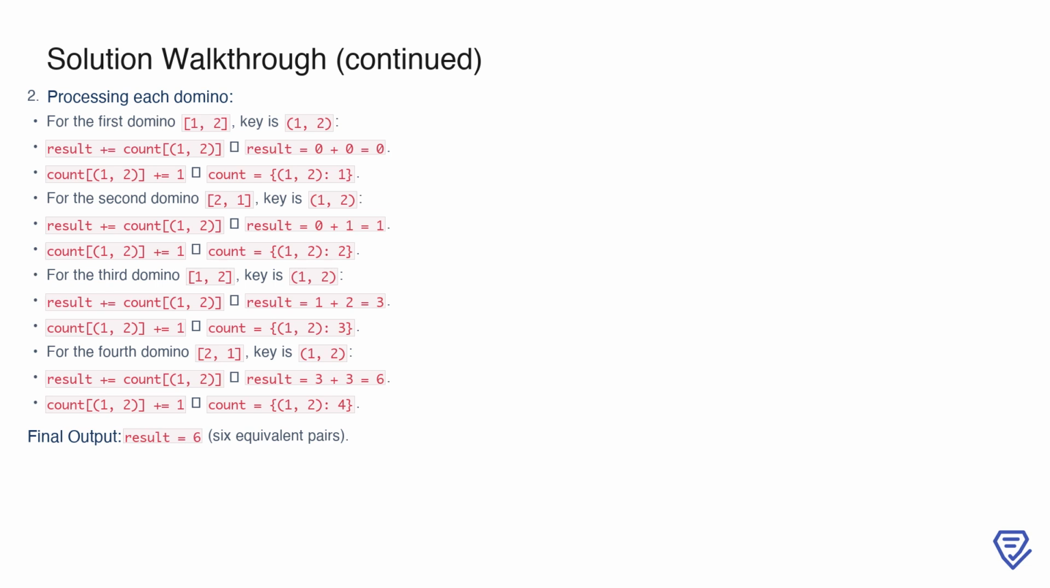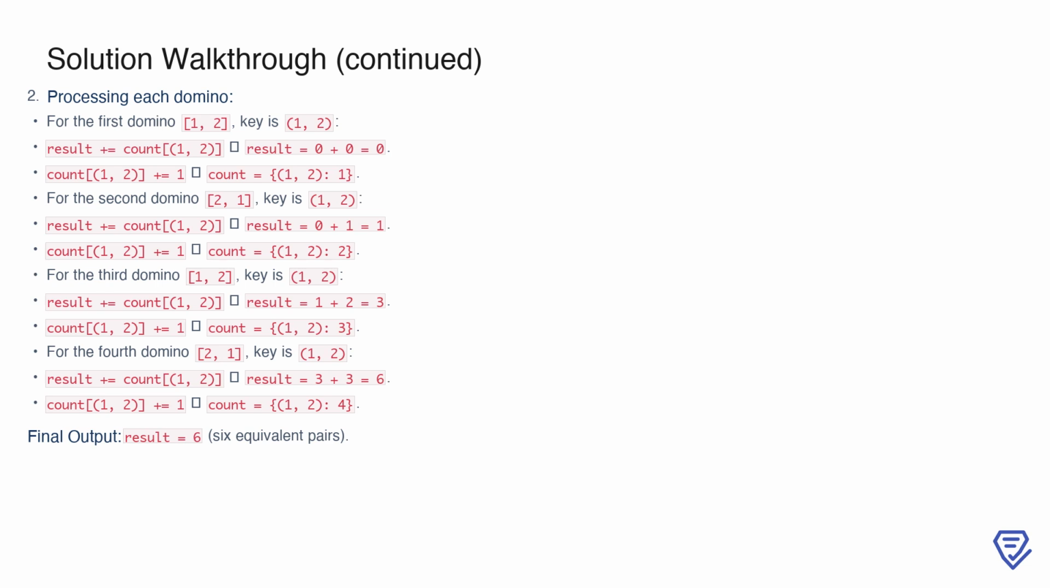For the third domino, 1, 2, sorting gives 1, 2. The key's frequency in count is now 2, so we add this value to result, bringing it to 3. We then update the frequency of 1, 2 to 3 in count. Finally, for the fourth domino, 2, 1, sorting again gives 1, 2. The current frequency of this key is 3, so we add 3 to result, making it 6. We then increment the frequency of 1, 2 to 4 in count.